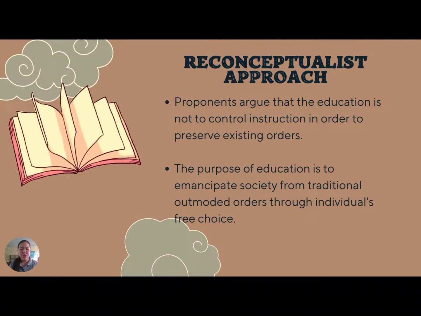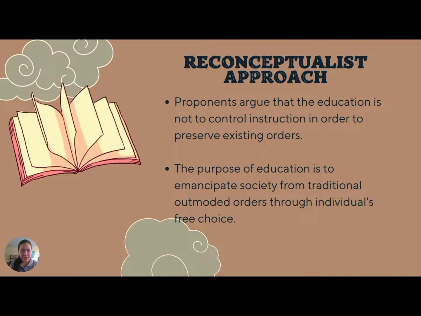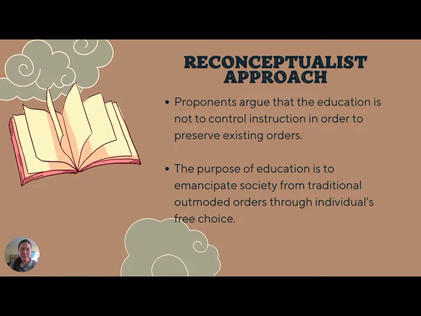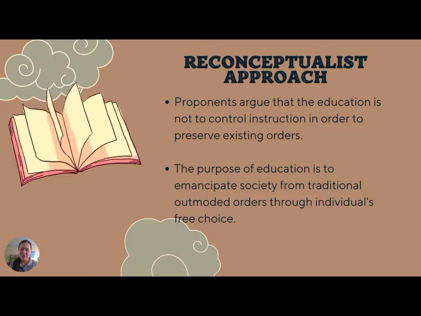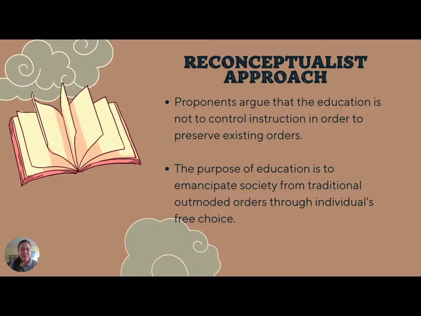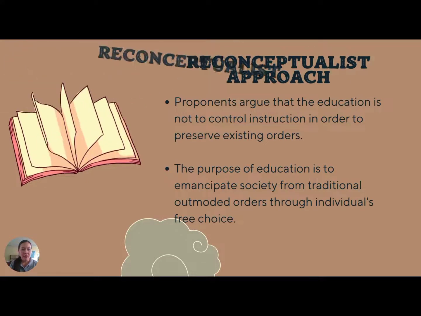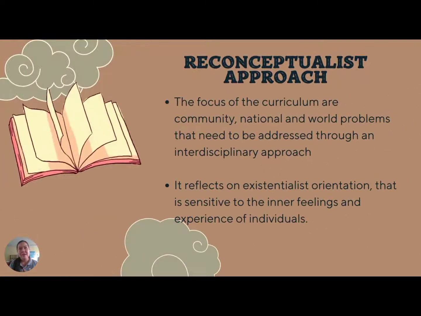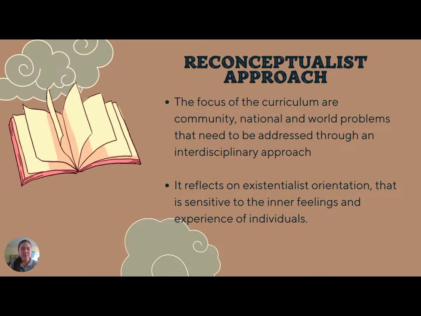With this approach, proponents argue that education is not to control instruction in order to preserve existing orders. As for the reconceptualist approach, they view education as a means to emancipate society from traditional outmoded orders through individuals' free choice. So they believe that learning takes place naturally.